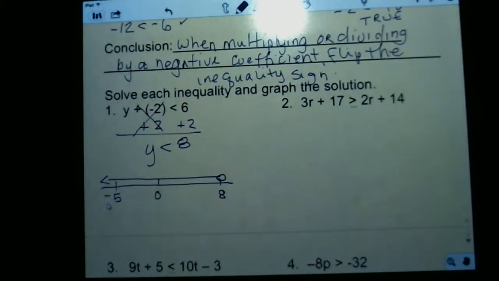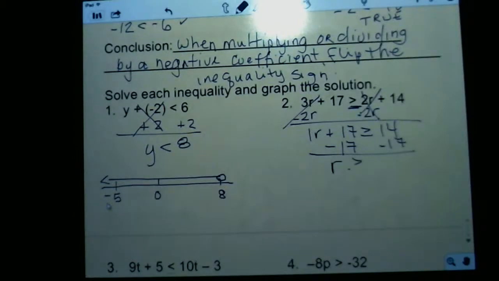All right. Number 2, let's look at number 2. This is 3r plus 17 is greater than or equal to 2r plus 14. We need to get our variables on one side, so I'm going to subtract 2r from both sides. That gives me 1r plus 17, and those are a 0 pair, is greater than or equal to 14. Now I'm going to undo this addition. Minus 17. r is greater than or equal to negative 3.